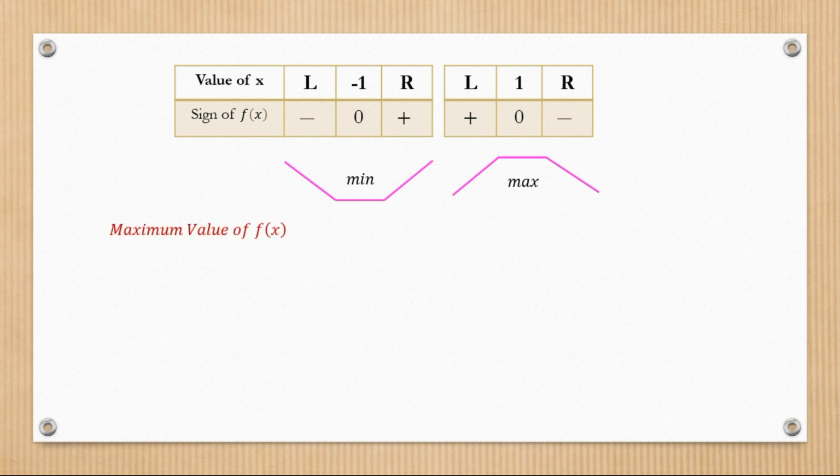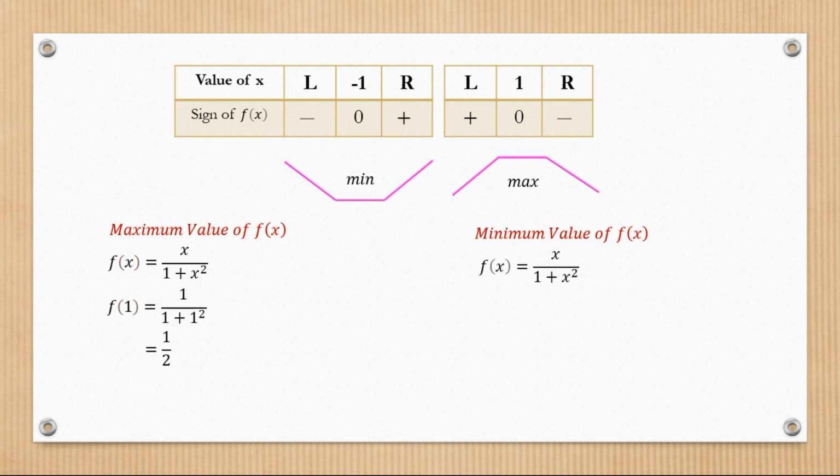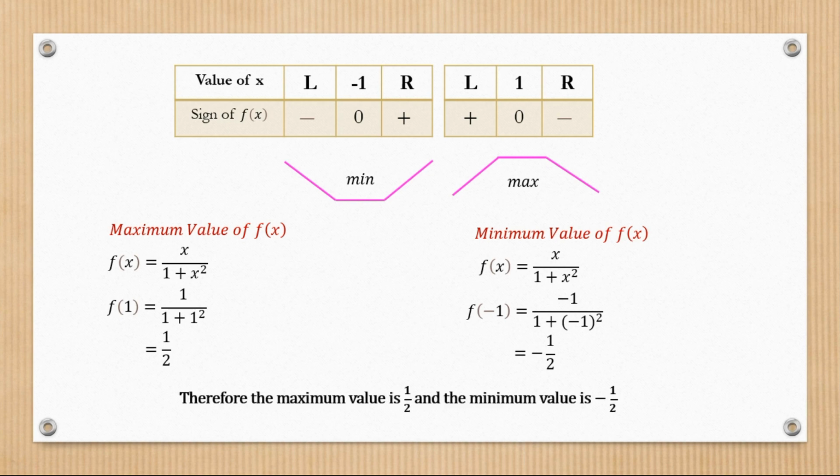So to find the maximum value of f(x), I can now use the main equation that was given. The maximum value is when x is equal to positive 1. So I'm going to plug in a 1 and I'll get a half. And then to find the minimum value of f(x), I'm going to plug in a negative 1 wherever there is x, and I'll get negative a half. Therefore the maximum value is positive a half and the minimum value is negative a half. And those are the answers they wanted.